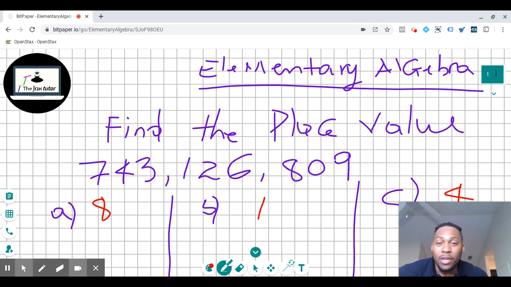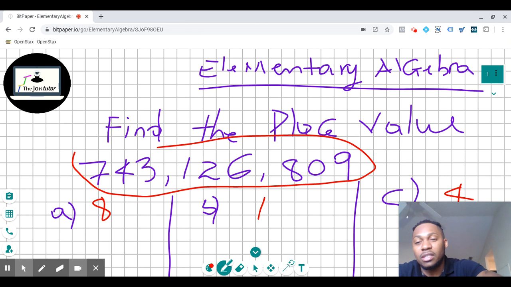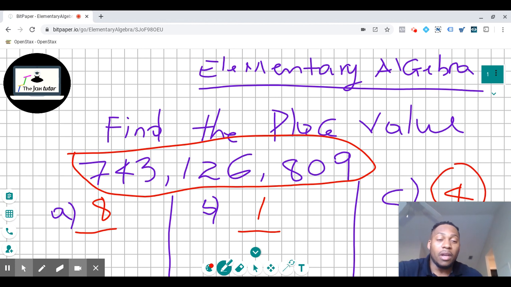Today we're finding the place value of certain numbers. What they give us is a large number with a bunch of digits in it, 9 in this case, and they tell us to find the place value of each of the following numbers. So the place value of 8, the place value of 1, and also the place value of 4. We're going to find the place value of each one of them.